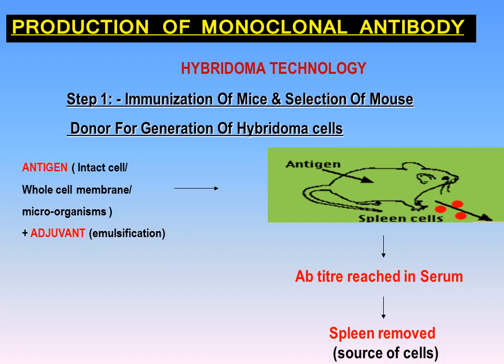Production of monoclonal antibody. Step 1. Immunization of the mice and selection of mouse donor for generation of hybridoma cells. Antigen, which could be an intact cell, whole cell membrane or microorganisms, will be mixed with the adjuvant for emulsification. This antigen will be injected into the body of the mice, and then spleen cells will be removed, which will be the source of B cells.